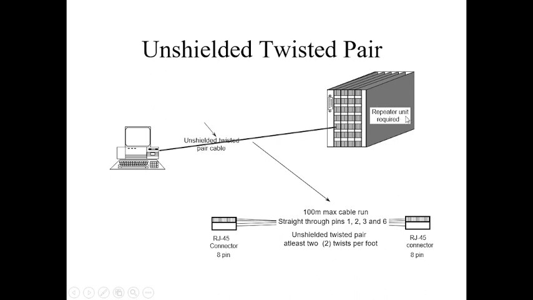So these are the repeater unit requirements we are using. RJ45 connectors of 8 pins and a 100 meters maximum cable run, straight through on pins 1, 2, 3 and 6 we are using for this one. This is unshielded twisted pair, at least 2 twists per foot. These are the unshielded twisted pair connections we are using for this one.